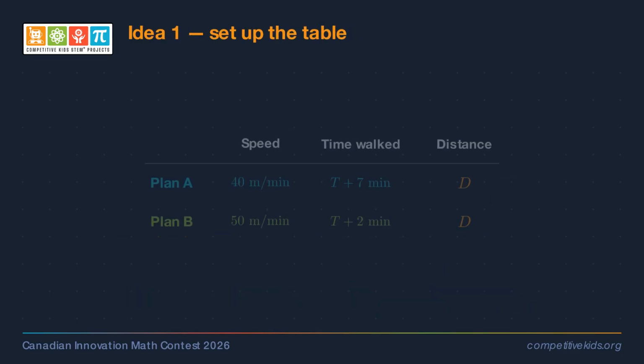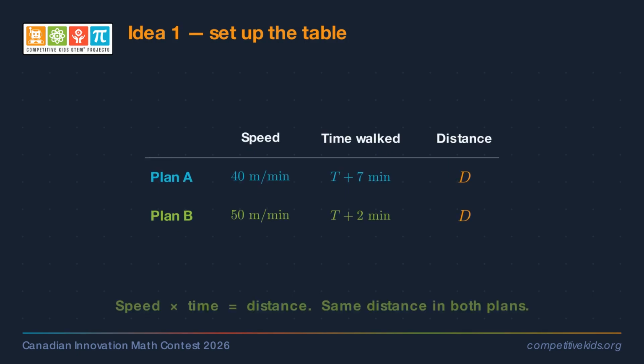Let us set up a table. Plan A. Speed is 40 meters per minute. She walks for t plus 7 minutes. Distance is d. Plan B. Speed is 50 meters per minute. She walks for t plus 2 minutes. Distance is also d. Same destination.